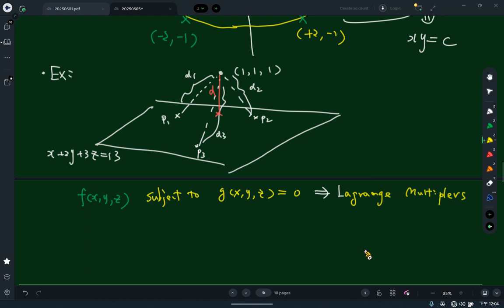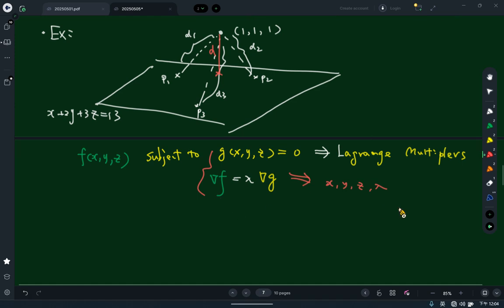Then we can have gradient f equal to lambda times gradient g, right? So this is our target. And then using these two conditions, we try to get x, y, z, and lambda. Okay, this is the Lagrange multiplier. So how can we fit the problem to this one? Our solution is, our target is, we try to get the distance, right?